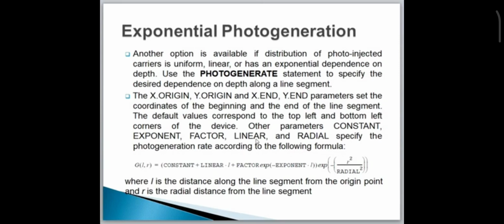This is the formula, in which L is the distance along the line segment from the origin point and R is the radial distance from the segment. I am not using the exponential photo generation in my code.